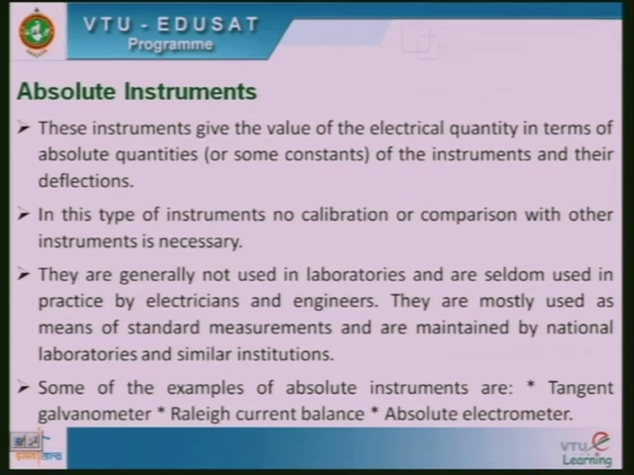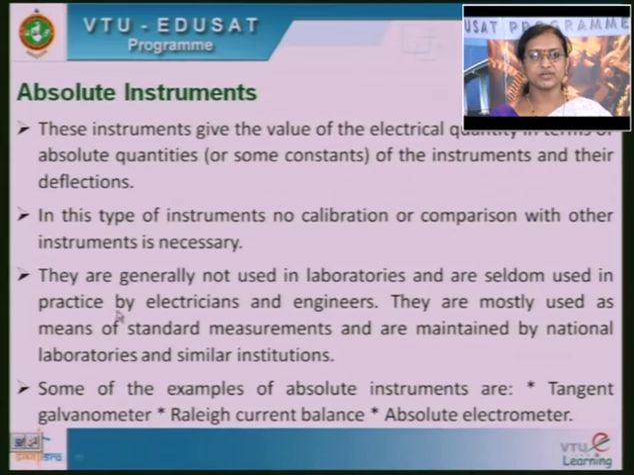In absolute instruments, no calibration or comparison with other instruments is necessary, as I already told you. They are generally not used in laboratories, and are seldom used in practice by electricians and engineers. They are mostly used as means of standard measurements and are maintained by national laboratories and similar institutions. Some examples are the tangent galvanometer, relay current balance, and absolute electrometer. These are some examples of absolute instruments.